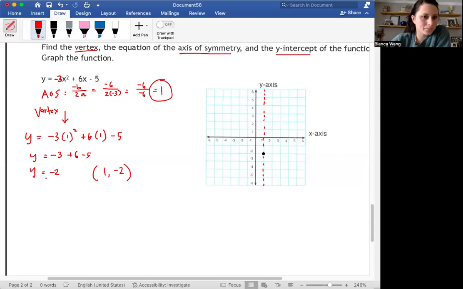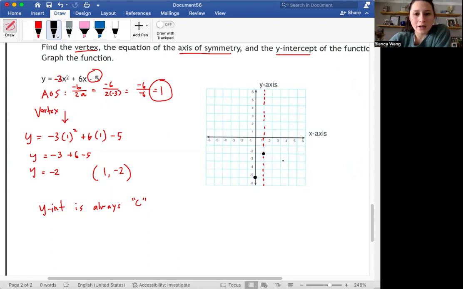Then the y-intercept. You can either find it by replacing the x with 0 and working it out, but you probably don't know this, and this is just a fact: the y-intercept is always C. So look at where C is. It's -5, meaning the y-intercept is at -5 on your graph, on the y-axis.